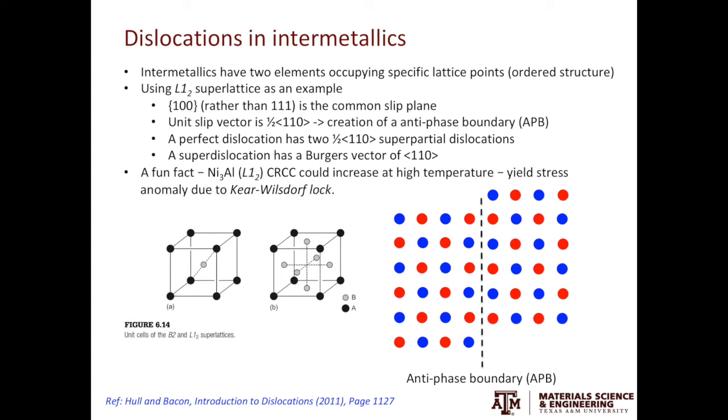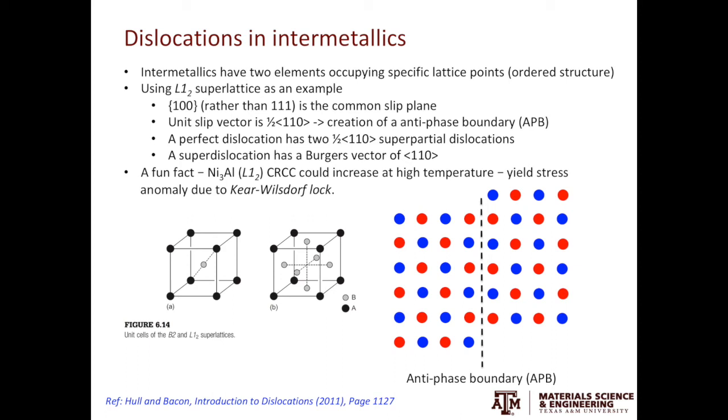Let's take a step further. If we keep shearing by another half 110, what is going to happen? You will restore the blue, red ordering and remove the antiphase boundary. So two times the half 110 gives you the 110, and this is called a super dislocation in intermetallics.